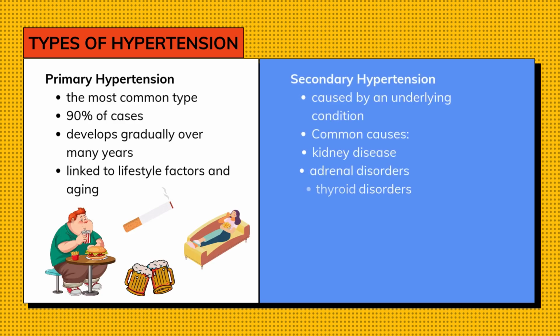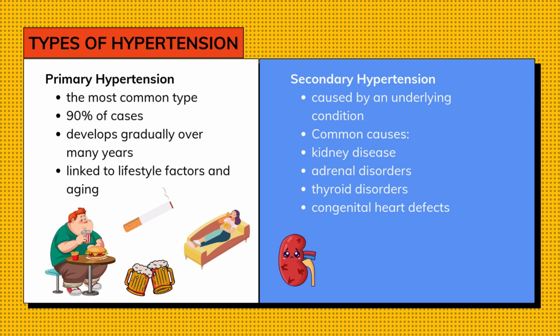Secondary type is caused by an underlying condition. Common causes include kidney disease, adrenal disorders, thyroid disorders, and congenital heart defects.